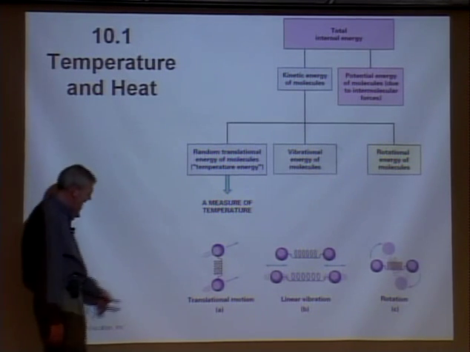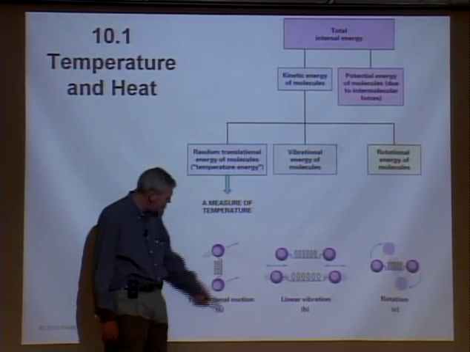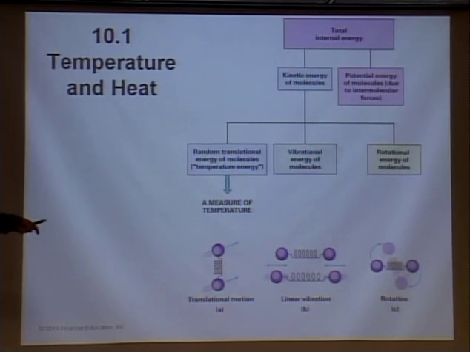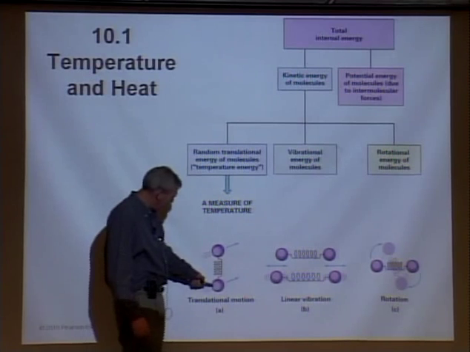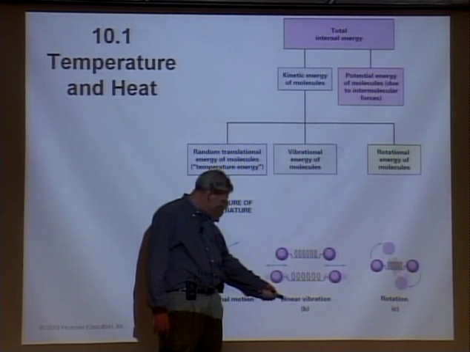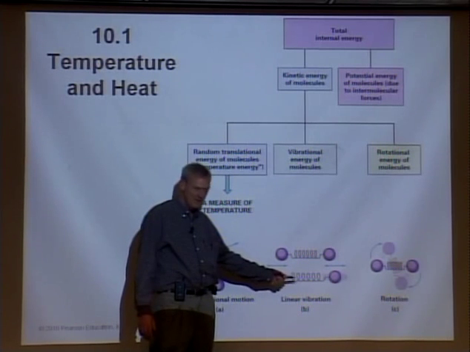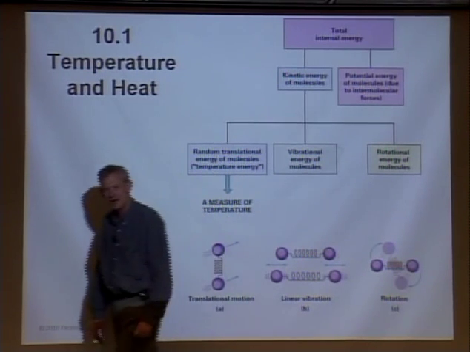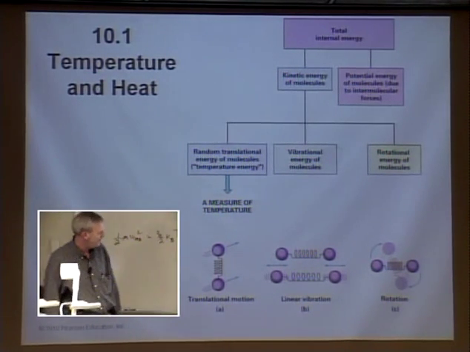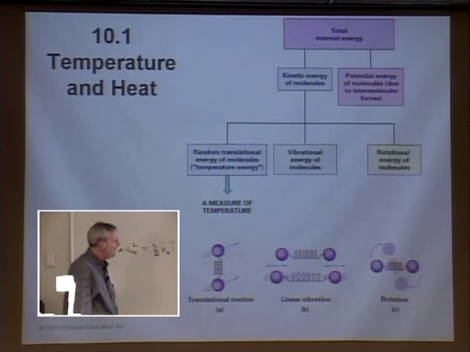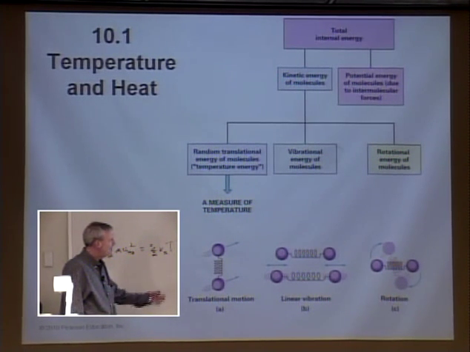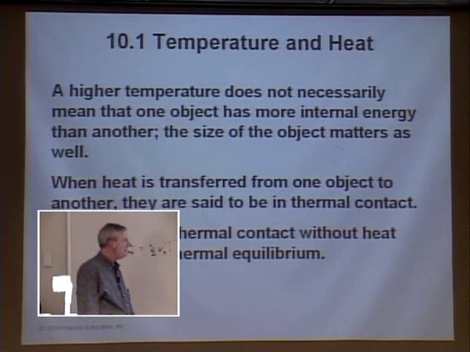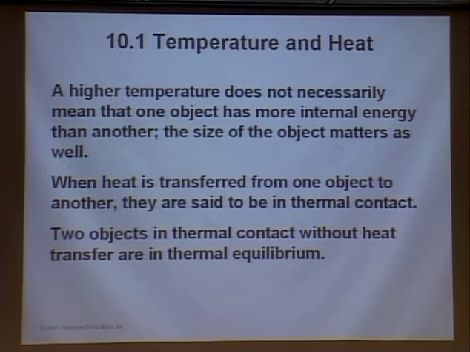But anyway, every little molecule in your body has translational motion, linear vibration, boing, boing, boing, like this. And it's rotating. So look at all these different kinetic energies. Here's 1/2 mv squared. Here's 1/2 kx squared. Remember that one? Little Hooke's law thing. And your rotation, your 1/2 I omega squared, that kind of stuff, okay? But this is all at the quantum level, so it's a little bit different. And so that adds up to the total internal energy of a system. Okay. Temperature and heat. A higher temperature does not necessarily mean one object has more internal energy.